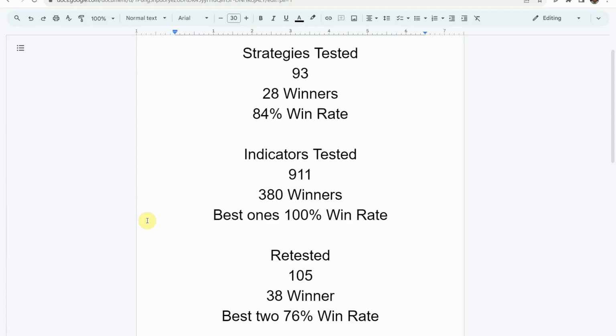Keep in mind that we test most of these indicators and strategies on the Forex and crypto market, but they can be applied to just about any market and time frame universally.